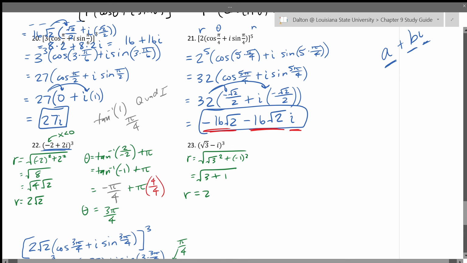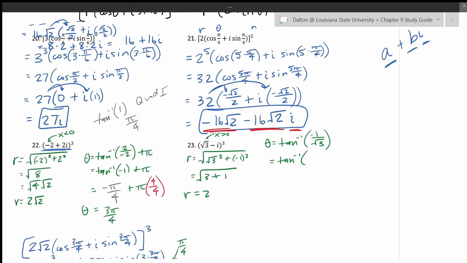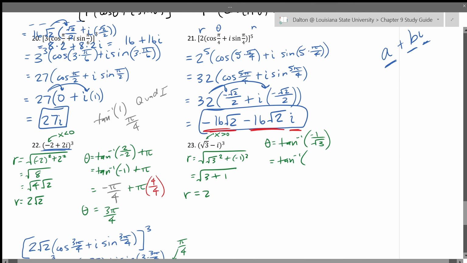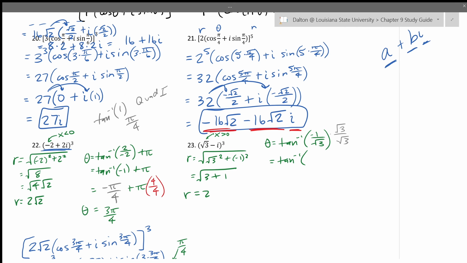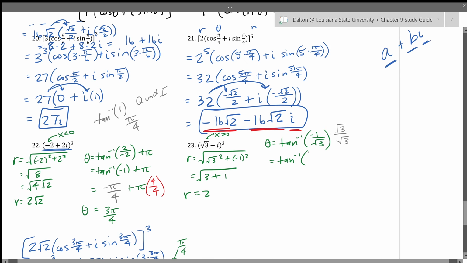So r is 2. Theta is going to be tangent inverse of y over x, which will be -1 over the square root of 3. We don't have to add pi because our x value is positive. Since I want an exact value, if I go ahead and rationalize this, multiply both sides by the square root of 3 over the square root of 3, then I end up with tangent inverse of negative square root of 3 over 3.